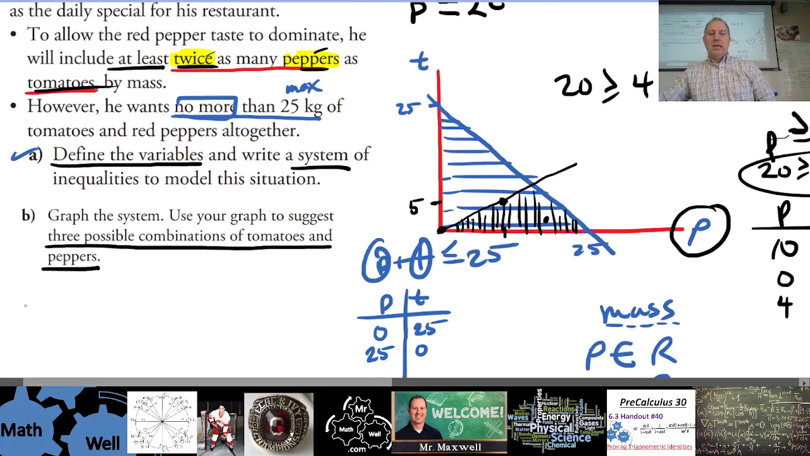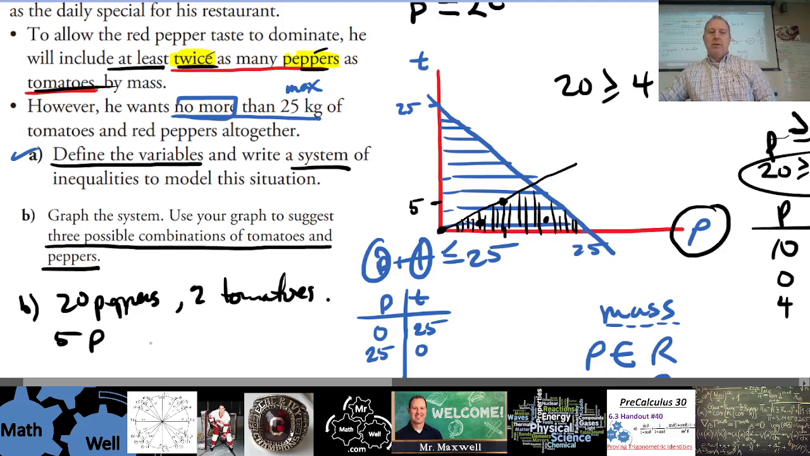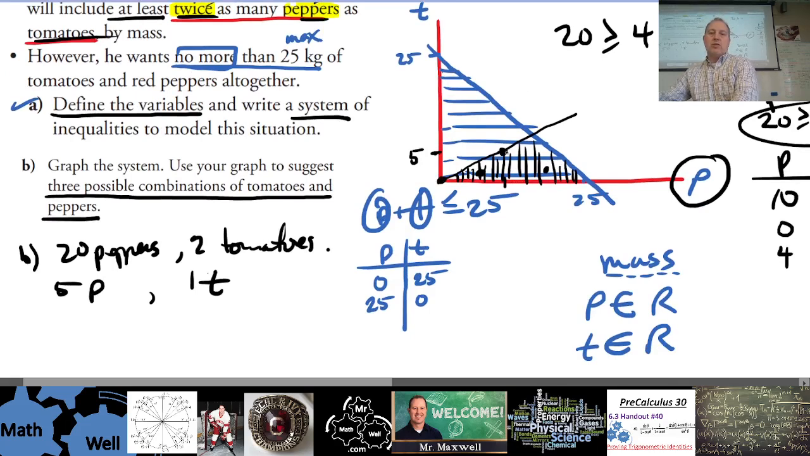So for B here, right? 20 peppers and 2 tomatoes. Okay, another one would be what? 5 and 1, something underneath here. 5 and 1, let's say. So 5 peppers and 1 tomato. So anything that's in there, you could actually go right on the line too, looks like. So we said this was 10 and 5. So 10 peppers and 5 tomatoes. That looks like it works. Okay, so any 3 that would be in this feasible region.